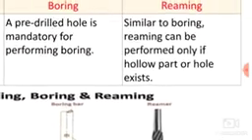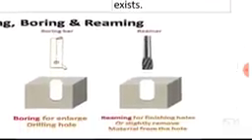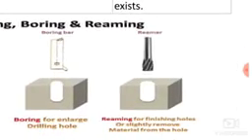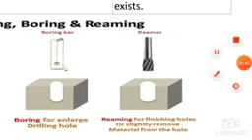So the boring and reaming operations are quite similar, because you should have a previously drilled hole first, and then you can perform either the boring or the reaming operation. So boring is used for enlarging the diameter, whereas reaming is used for finishing the hole. So very little material is removed along the periphery. You can remove the material along the periphery of the hole.